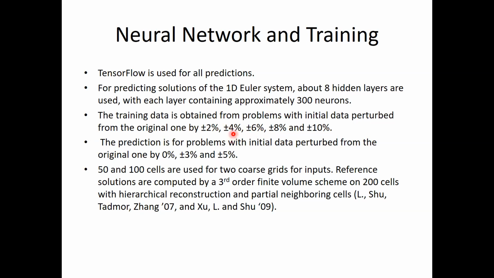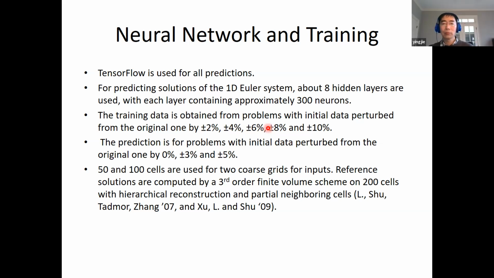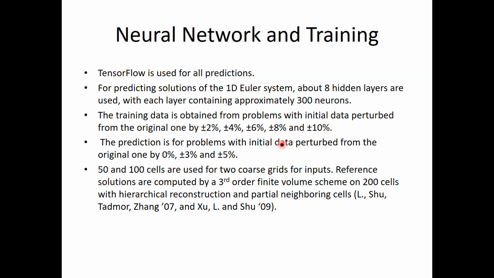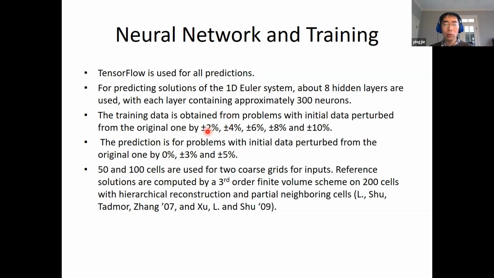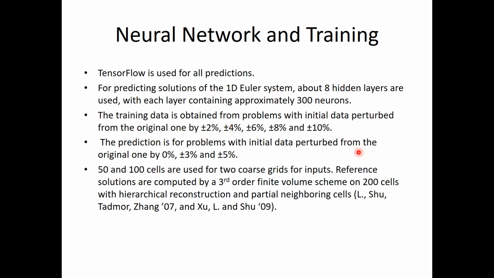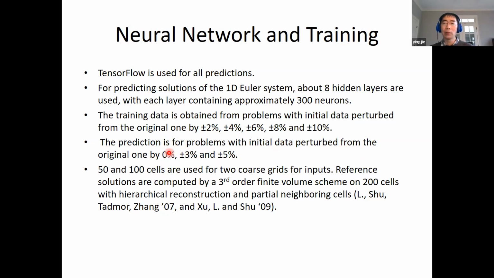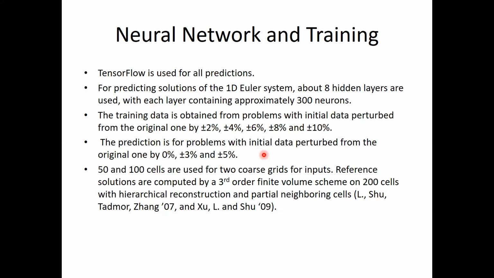I see. As long as the data, go ahead. Yeah, because I saw that you have a 0% perturbation, so that is extrapolation. No. That means you train the data with 2% and -2% of the initial data. I see. I'm predicting the solution with no perturbation of the initial data. I see. Got it. Thank you so much. Okay, you're welcome.